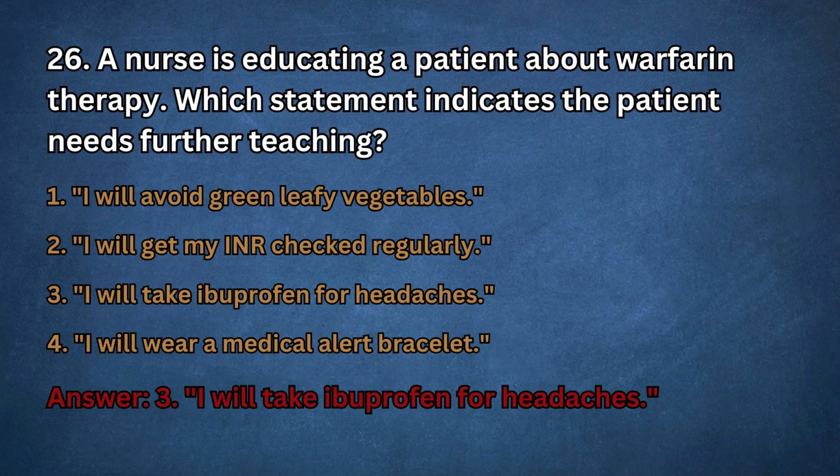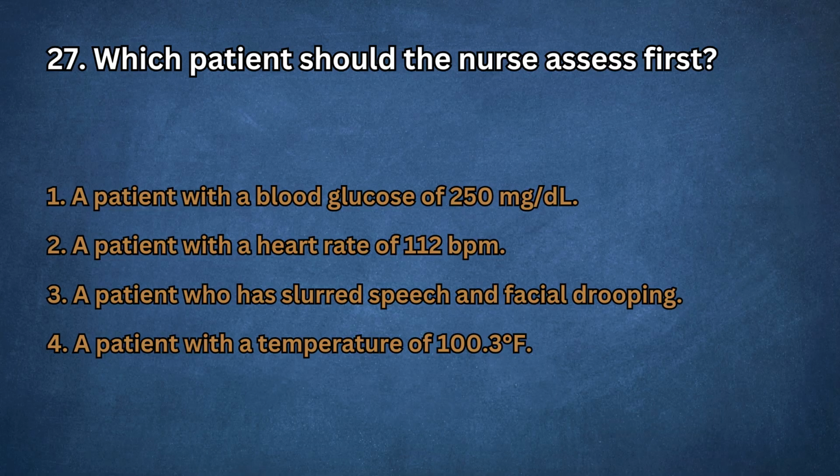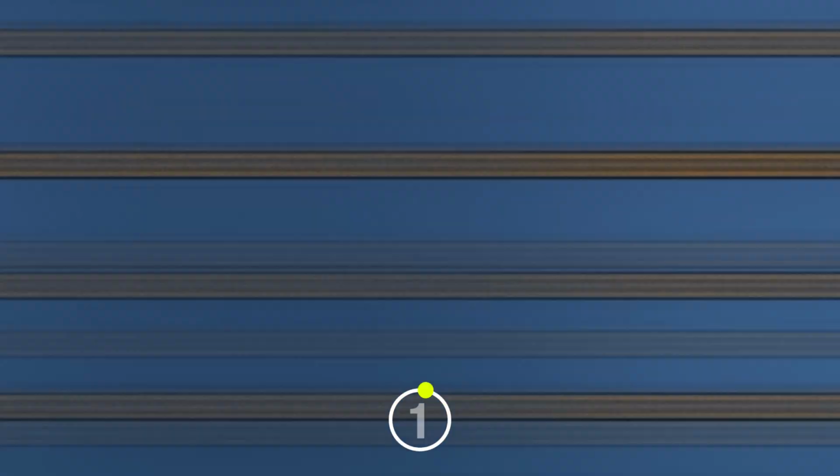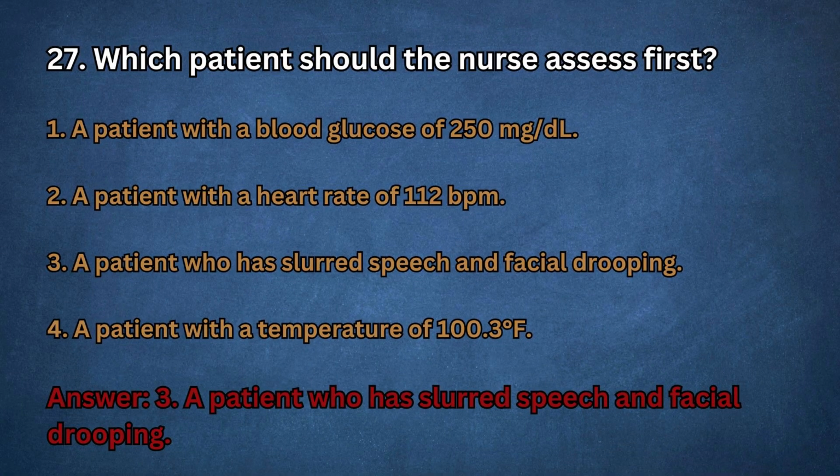Answer. 3. I will take ibuprofen for headaches. 27. Which patient should the nurse assess first? 1. A patient with a blood glucose of 250 milligrams per deciliter. 2. A patient with a heart rate of 112 beats per minute. 3. A patient who has slurred speech and facial drooping. 4. A patient with a temperature of 100.3 degrees Fahrenheit. Answer. 3. A patient who has slurred speech and facial drooping.